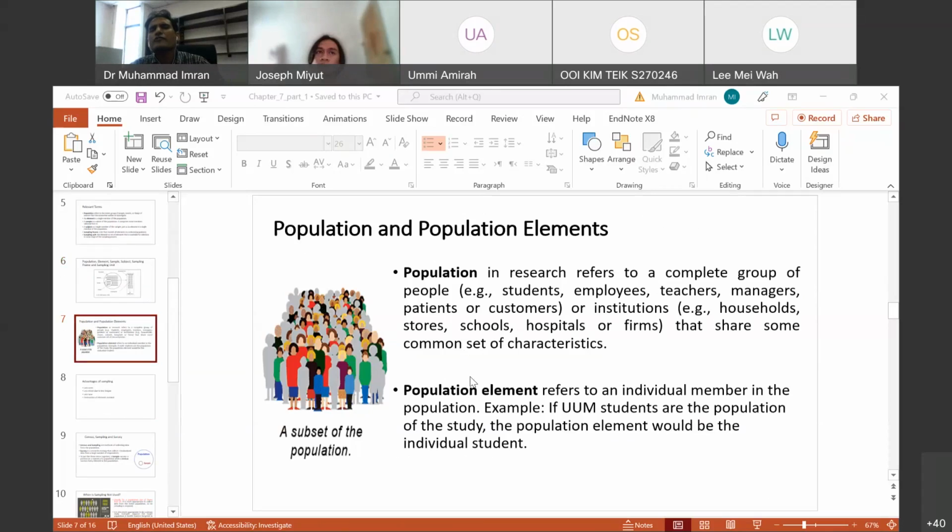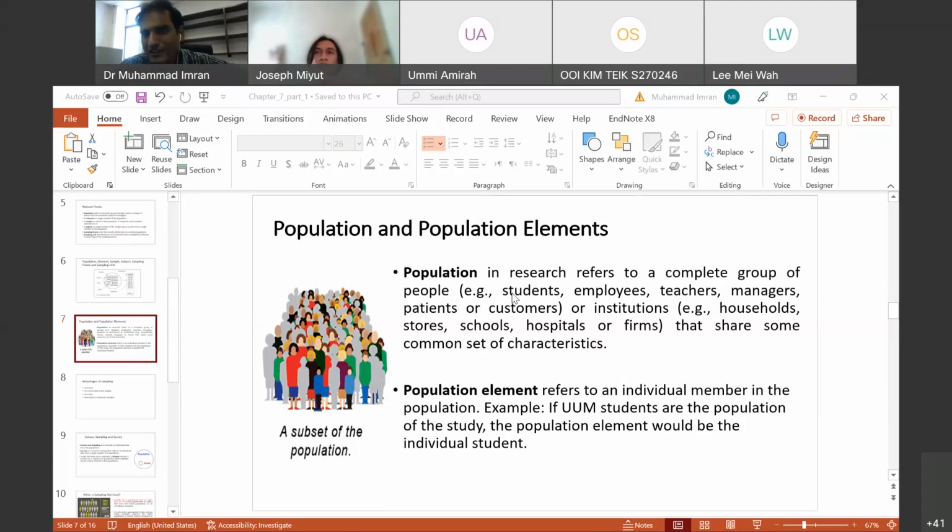Population is what the researcher refers to as the complete group of people. Like in the case of UPSI, we will not take students. Understand? Because our target population is employees. So we will consider all employees of UPSI. Then this will be your population.